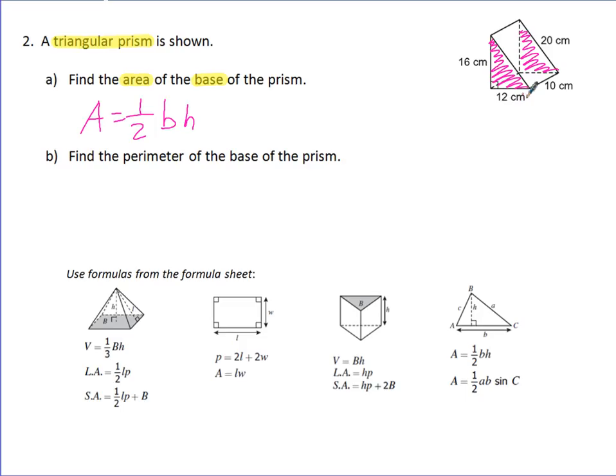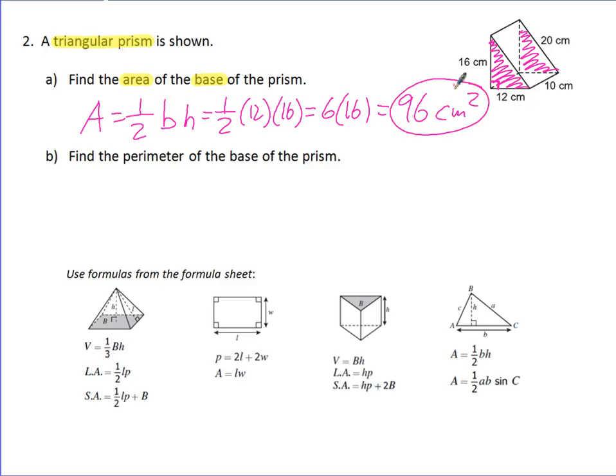We have the base, and that's the lowercase b. The base of our triangle is 12 centimeters. And remember, the height has to be perpendicular to the base, and we have a right angle here, so 16 is our height. Then it's 1/2 times 12 times 16. Get rid of the 1/2. Do 6 times 16, and that is 96. Now area again is a two-dimensional item. We have centimeters, so our area is centimeters squared.